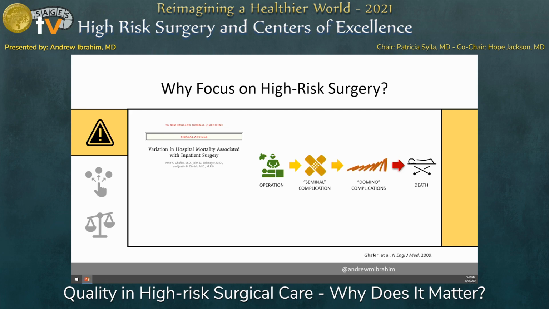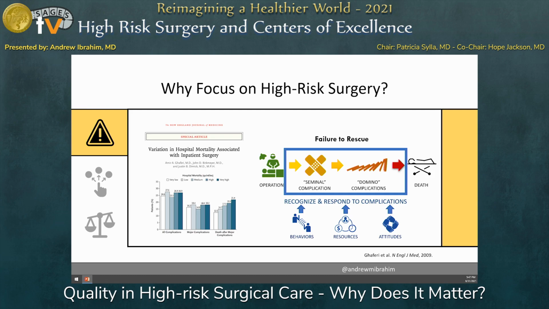And he mapped out this causal pathway of an operation occurs, there's a complication, it dominoes, and the patient dies. But what's interesting is that when you look at hospital variation, high and low mortality hospitals actually have the same rates of complications. But it's in fact their ability to rescue a patient after a complication that really stratifies the high and low mortality performers. So he termed that failure to rescue, building off some of the medical literature. It was really our ability to recognize and respond to complications.